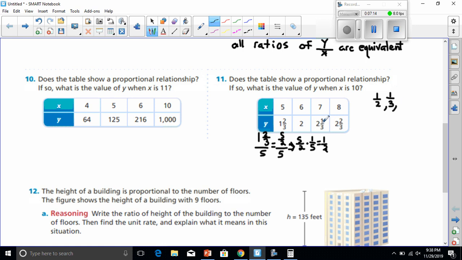And now for this fourth one, we've got 2 1/3 over 7. Once again, I have to take this mixed number and turn it into an improper fraction. That would be 3 times 2 is 6, 6 plus 1 is 7. So this is going to equal 7 over 3 divided by 7. Well, once again, we can use keep, change, flip to turn this to 7 over 3, and we're going to multiply it by 1 over 7.